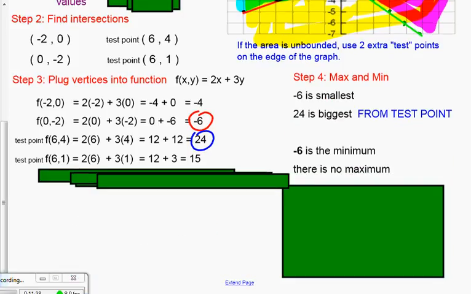Okay, so we would say negative 6 is the smallest, 24 is the biggest from that test point, so negative 6 is the minimum. That's the smallest our function can ever get. But in this case, because our region is going to continue on up and to the right, there is no maximum for our function. Okay, we can plug in bigger and higher x and y values, which is going to make that function become even bigger. So even though we found 24, we could use bigger numbers in our region that would be even bigger than 24. But the smallest number we're ever going to get for that function is going to be negative 6.